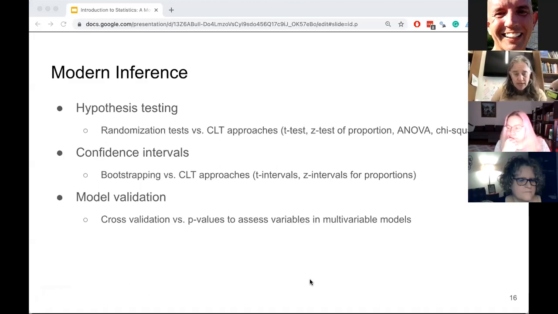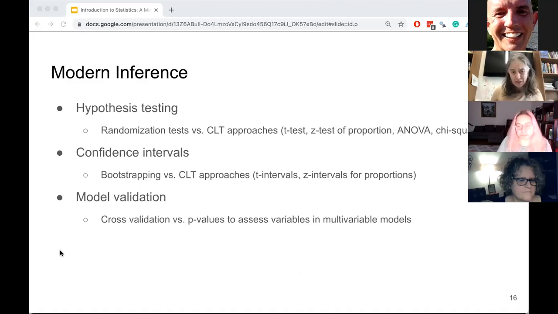The approach that we've taken is to introduce modern computational methods side by side with standard central limit theorem approaches. For example, with hypothesis testing, for all of the standard hypothesis tests, we've introduced how one could do this using a randomization approach. We have a randomization approach for the two sample mean and the two sample proportion, and even for many means, the ANOVA situation.